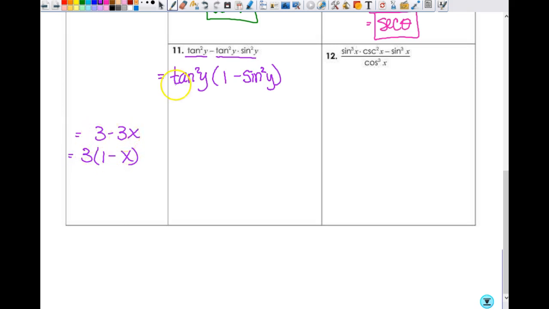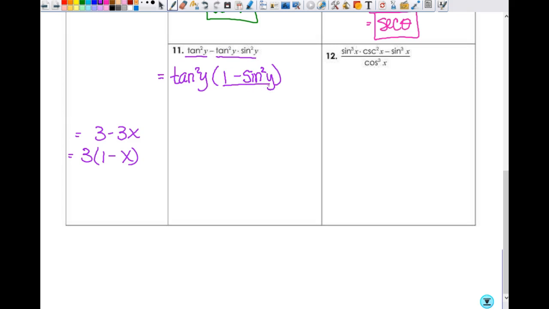So if I distributed this back, tangent squared y times 1 is tangent squared y. Tangent squared y times sine squared y gives me that. Everybody with me so far? Just factoring out a GCF. All of your algebra skills remain exactly the same. So same stuff you've been doing forever. But remember, we're trying to condense this down to one term here. So is there something that I can substitute this 1 minus sine squared y with?